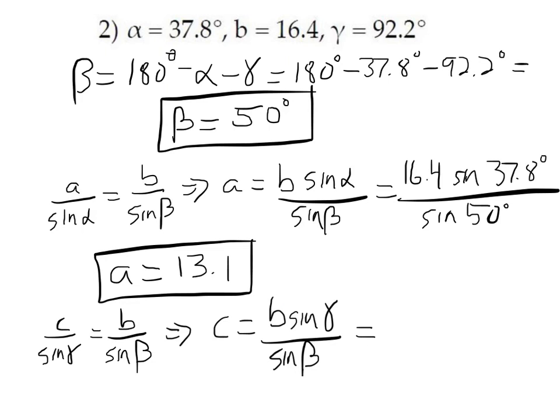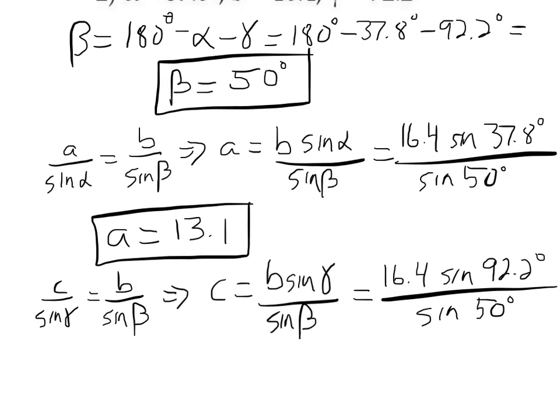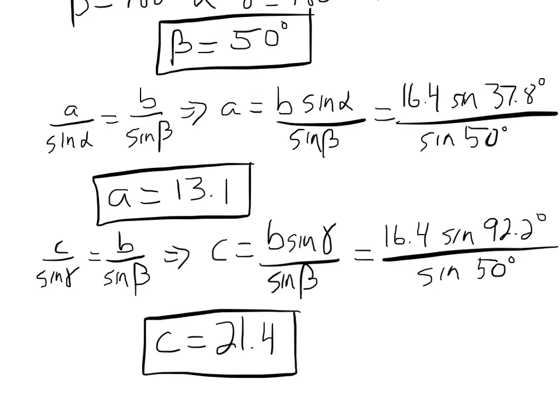We then plug in the information, 16.4. Let's try that again. 16.4 sine gamma, 92.2 degrees, divided by sine beta, 50 degrees. Now plugging this into your calculator gives you C equals 21.4 rounded. This gives us the three missing pieces of information, and we have solved this triangle.